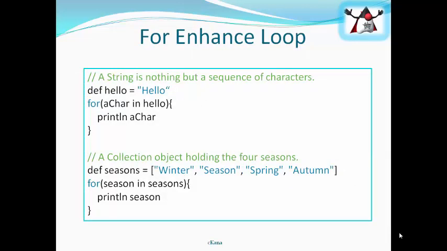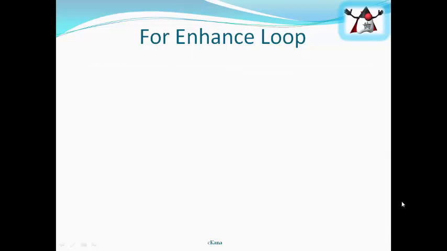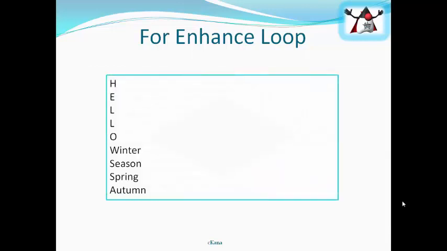Consider the following code snippets for iterable objects in Groovy. Since a string object represents a collection of characters, it can be considered as an iterable object. So is the case of a collection object. So the for enhanced loop can be used in both. The output for the previous program will look something like this.